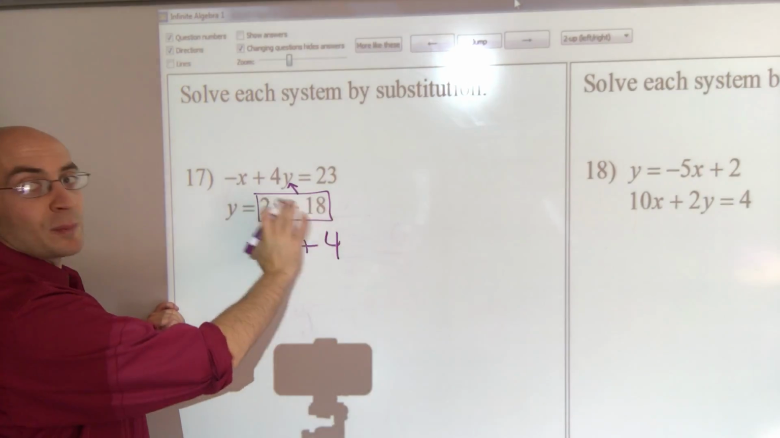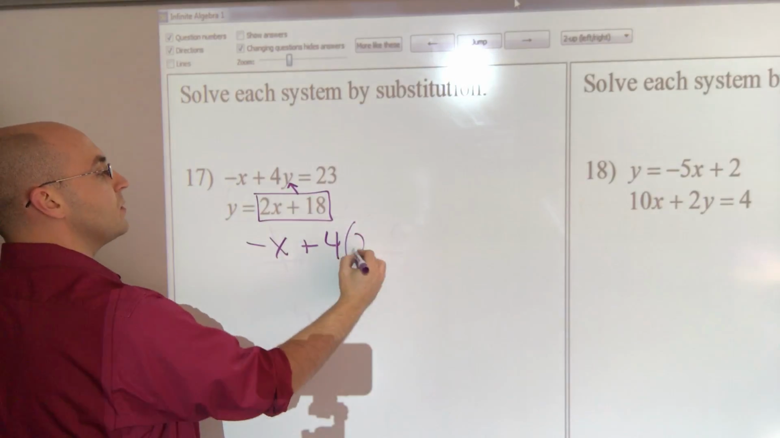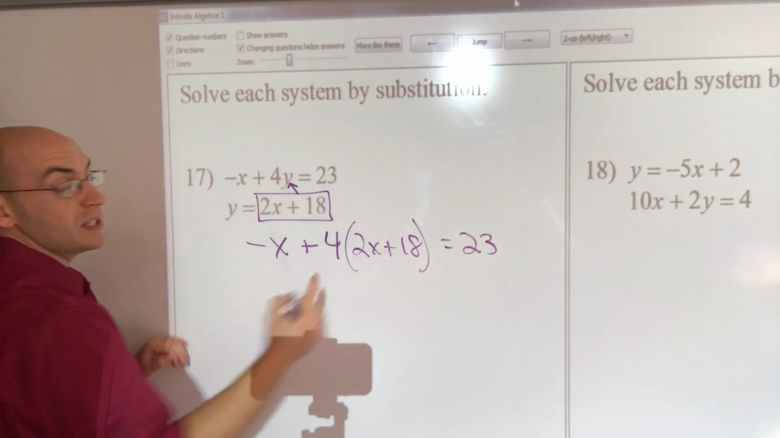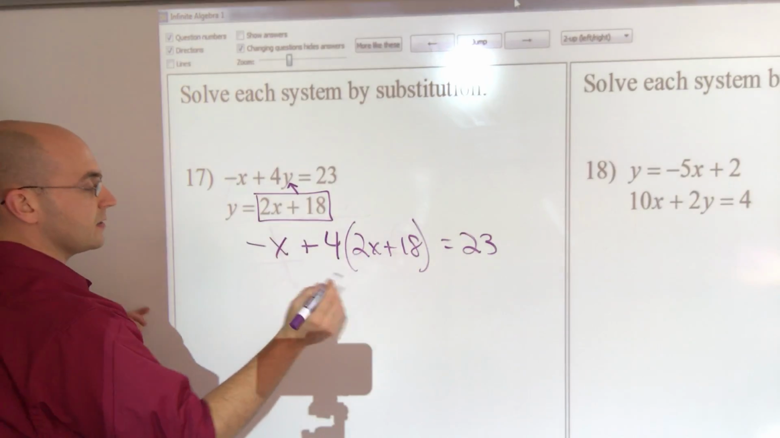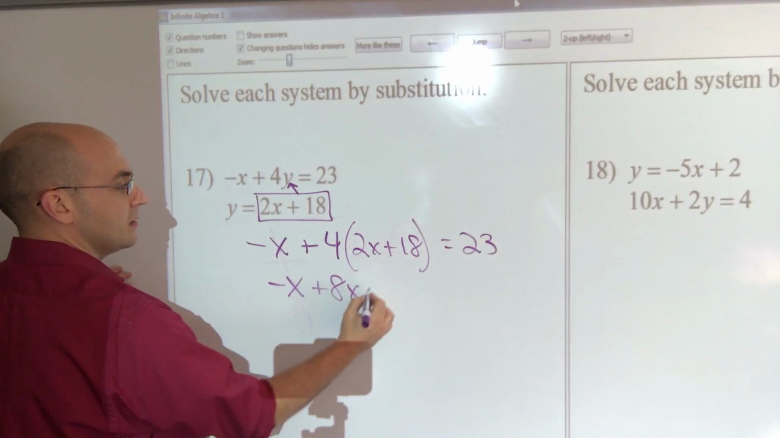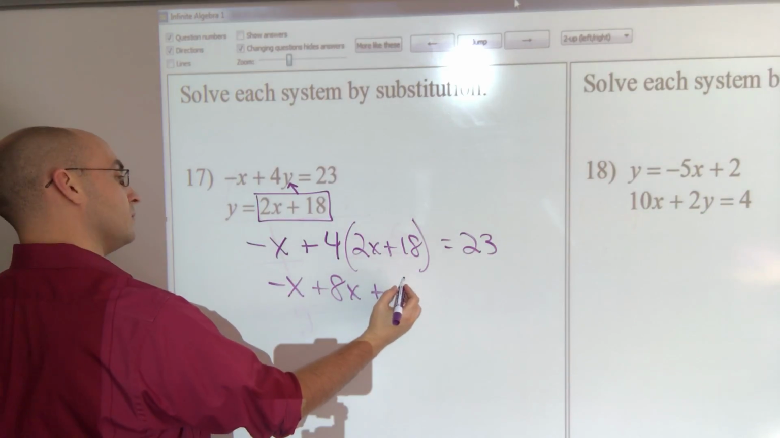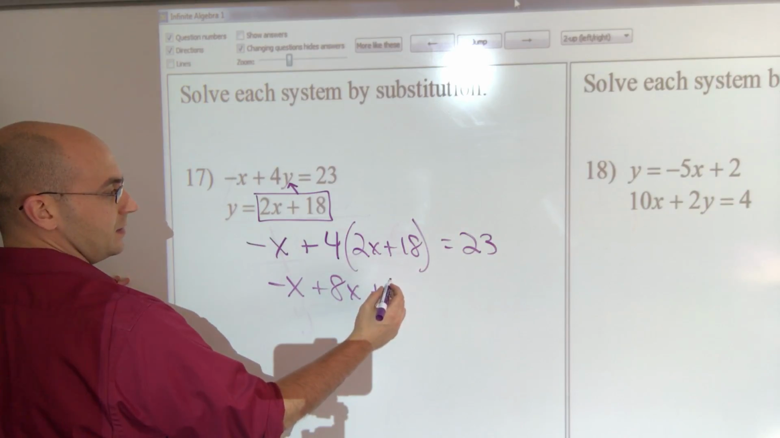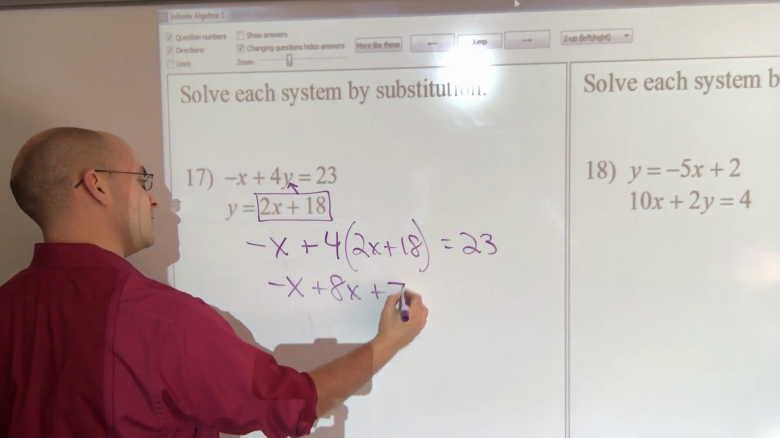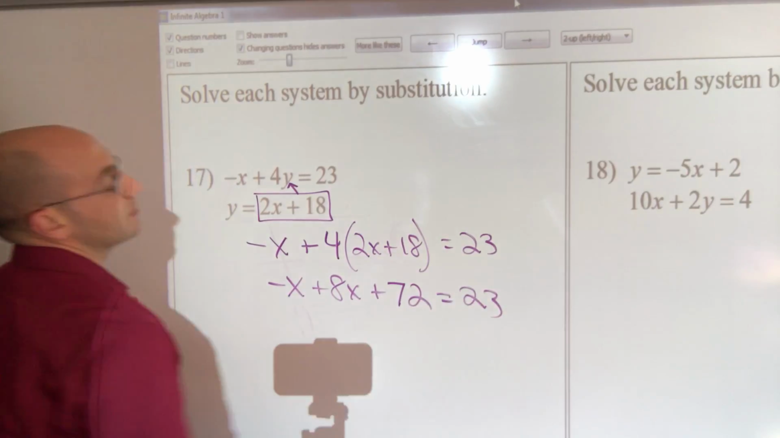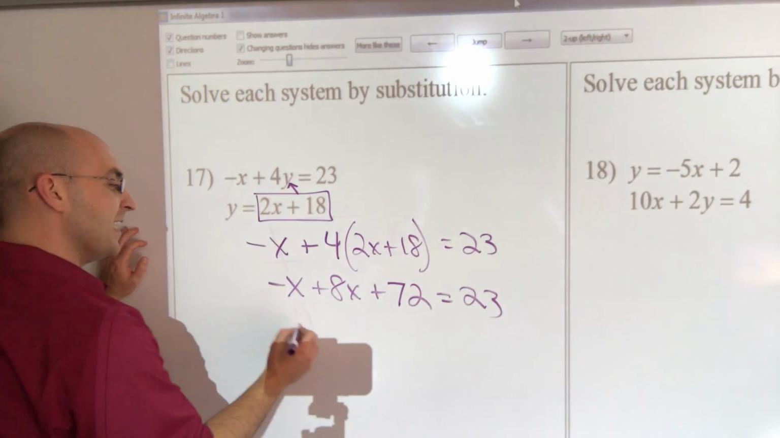Y is now this purple box, 2x plus 18. So 2x plus 18 is going to equal 23. Don't forget to put the equals 23, or the equal sign at the end, because some students forget to do that. Negative x plus 8x plus 72 equals 23. Hope that's right. That'd be really bad if I have to do this whole thing again.